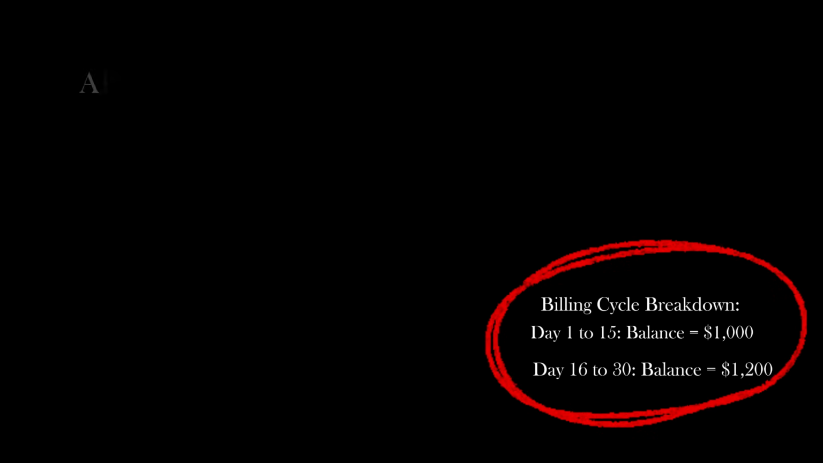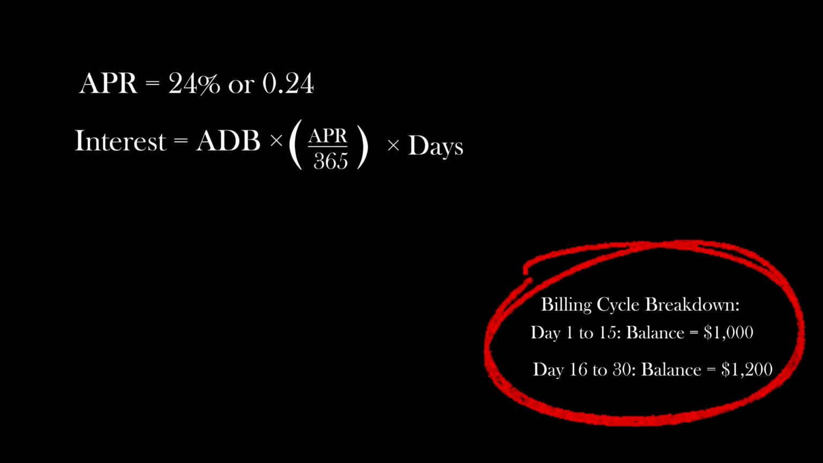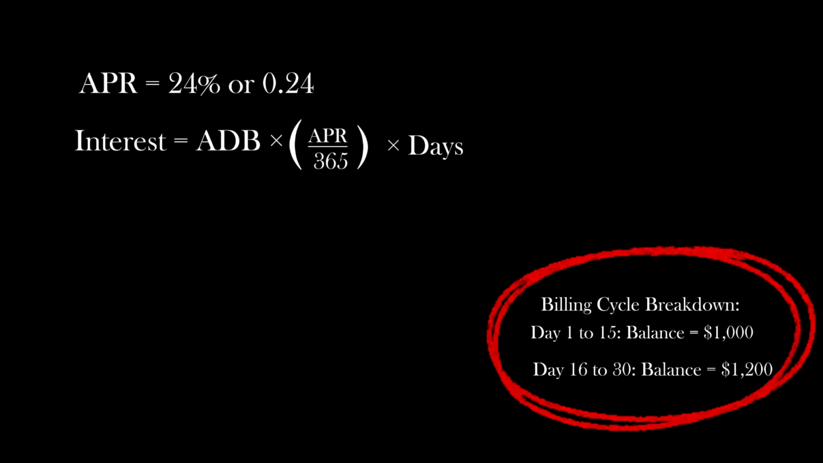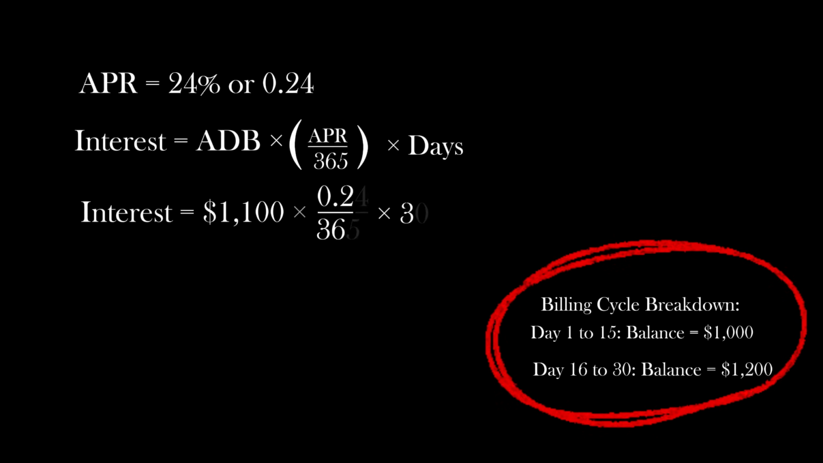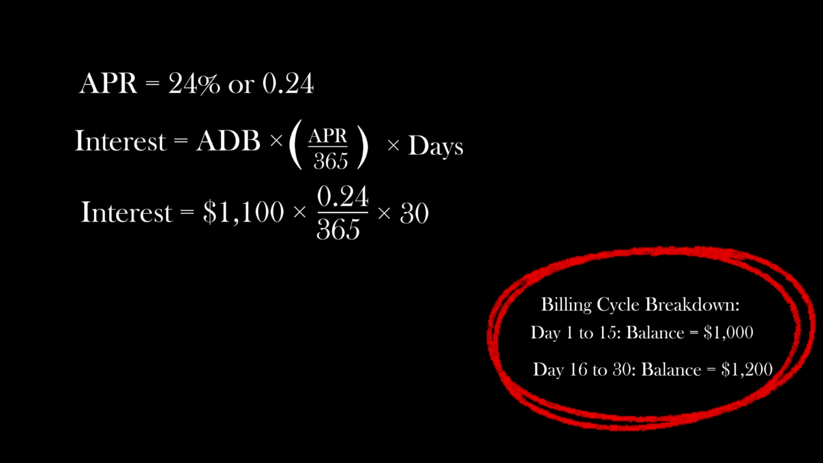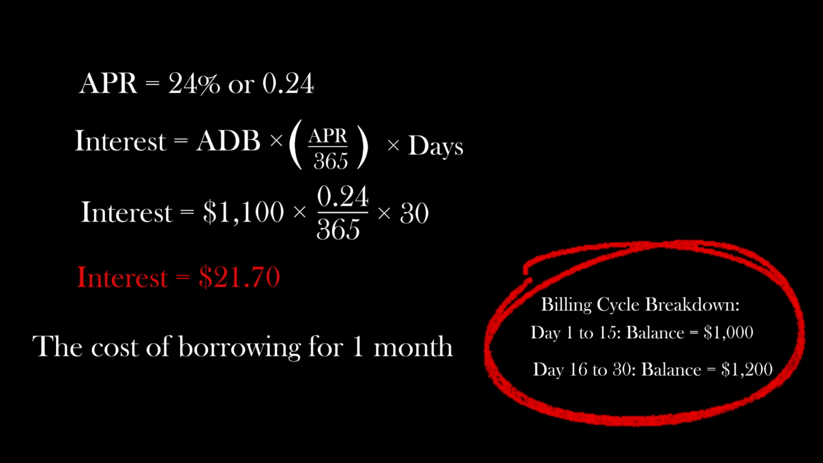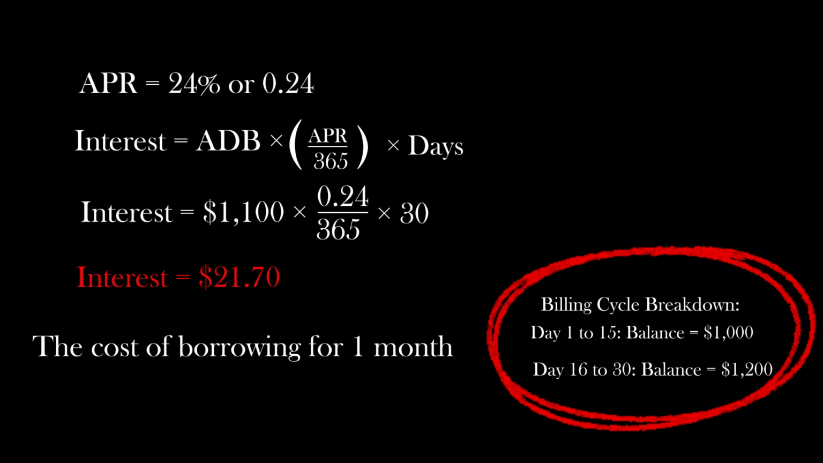Now, suppose your APR is 24%. The formula for interest is average daily balance times APR divided by 365 times the days in the cycle. Plugging in our numbers, $1,100 times 0.24 divided by 365 times 30. This equals $21.70. So even before you've made a payment, $21.70 has been added to your debt. This is the cost of borrowing that money for 1 month.